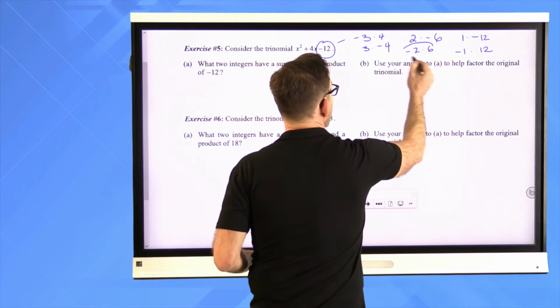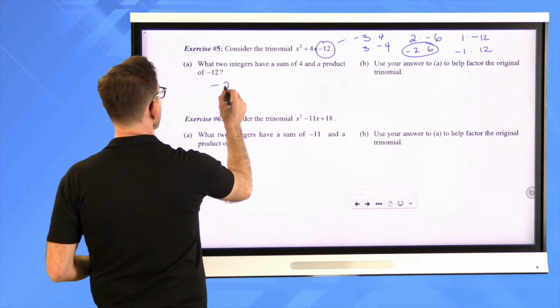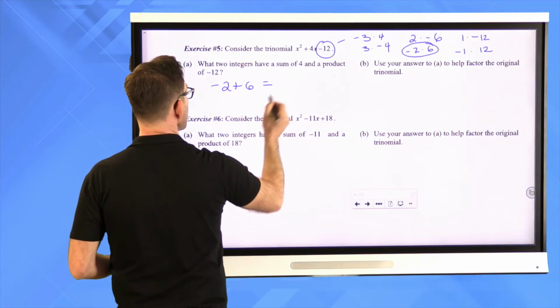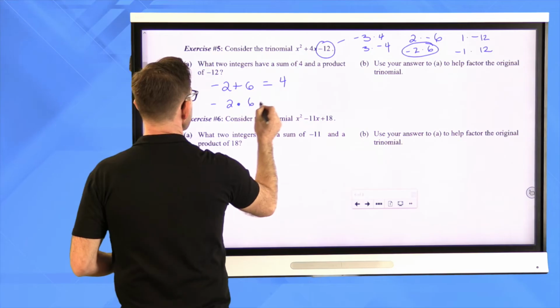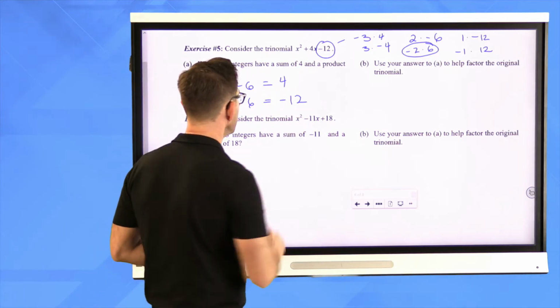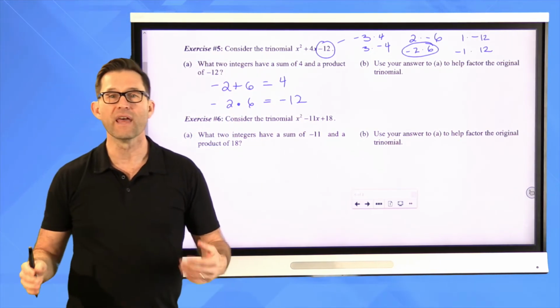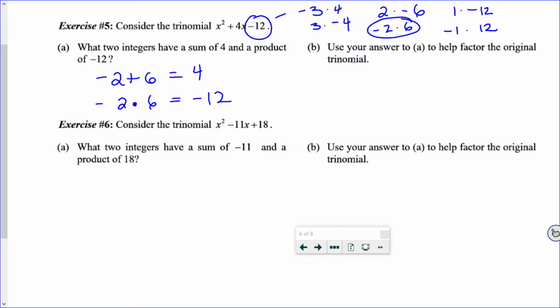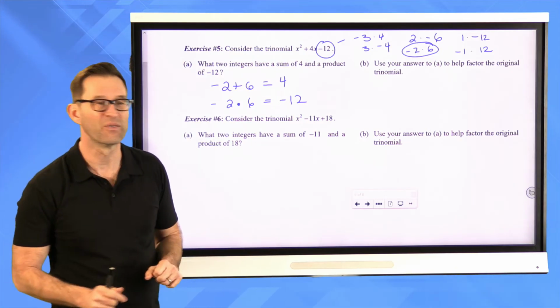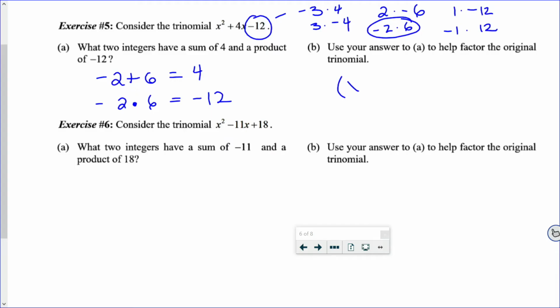So here they are, right? It's going to be negative 2 and 6. Negative 2 plus 6 is 4, and negative 2 times 6 is negative 12. Those are my two numbers, negative 2 and 6. Letter B, use your answer to A to help factor the original trinomial. Piece of cake now, right? Because now it's just going to be x minus 2 times x plus 6.